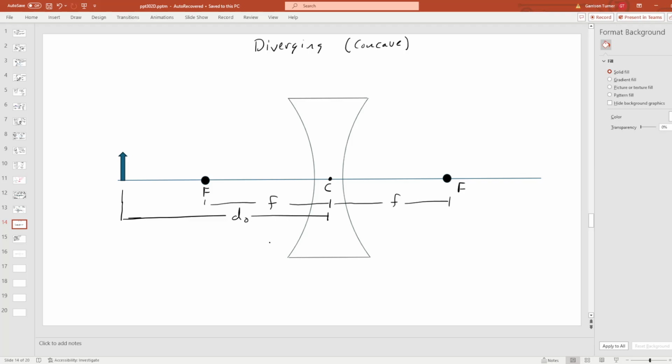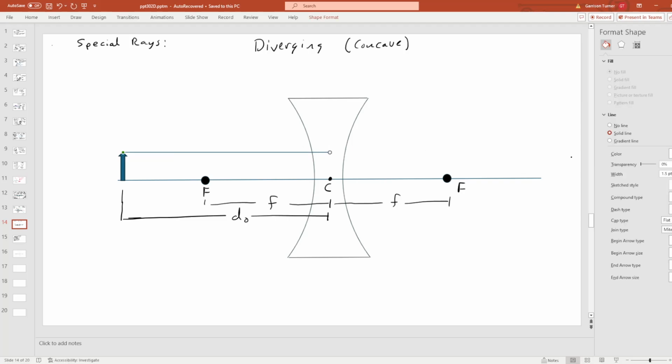Okay, so with these rays, special ray 1: our first ray is parallel to the optical axis. Since this is what is called the diverging lens, this beam gets refracted this way, but it actually gets refracted in such a way that it looks like it came through the near focal point.